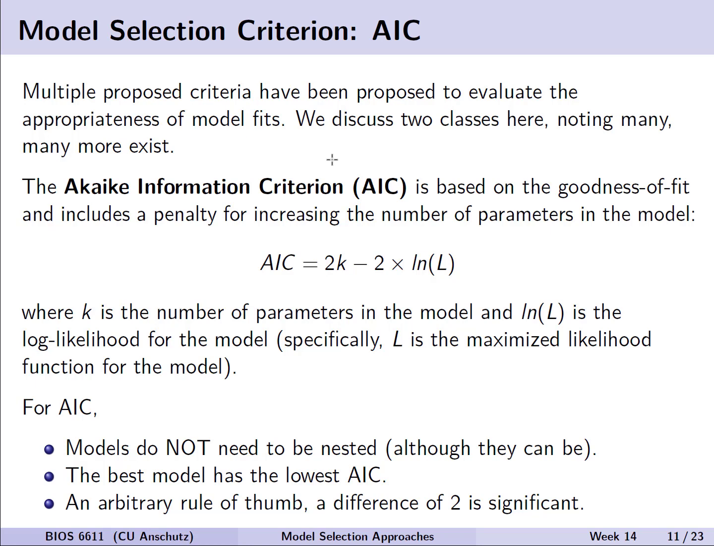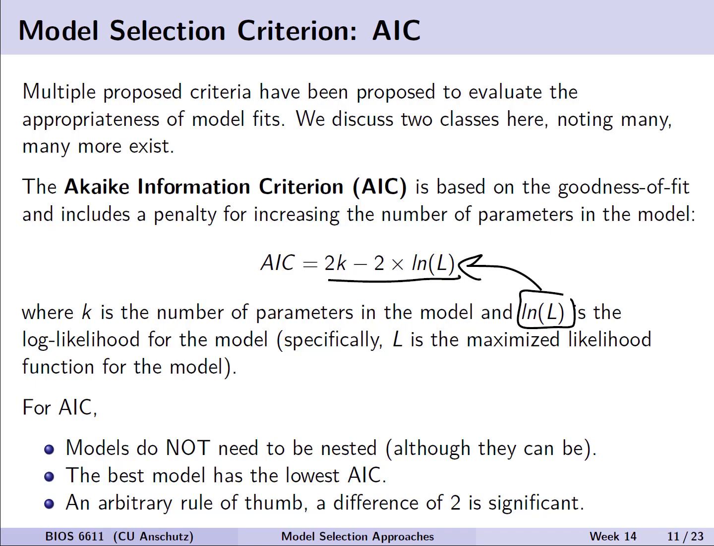But starting off here, we have the Akaike information criterion, or AIC. It's a calculation based on the goodness of fit and includes a penalty for increasing the number of parameters in the model. So we see here that AIC is this pretty simple looking formula, where k is the number of parameters in the model, and then the natural log of L is the log likelihood for our model. Specifically, things that you'll discuss more in statistical theory next semester, L is the maximized likelihood function for the model.